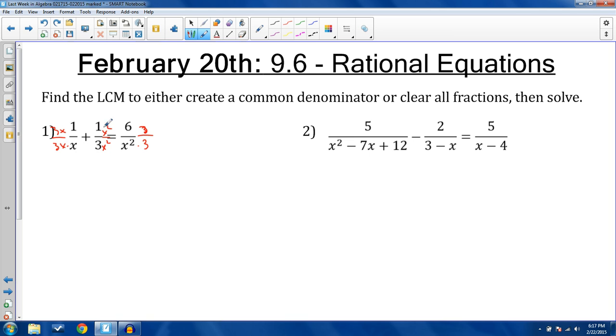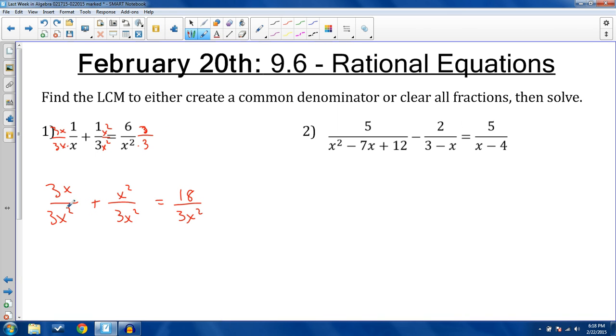3x over 3x is 1, x squared over x squared is 1, 3 over 3 is 1. So I didn't change any of these values, but I will change the way they look. 3x times 1 is 3x over 3x squared. x squared times 1 is x squared, that's over 3x squared. And 3 times 6 is 18, that's over 3x squared. Once you're at this step, if they're all being divided by the same thing, then that just means that the top is true as is.